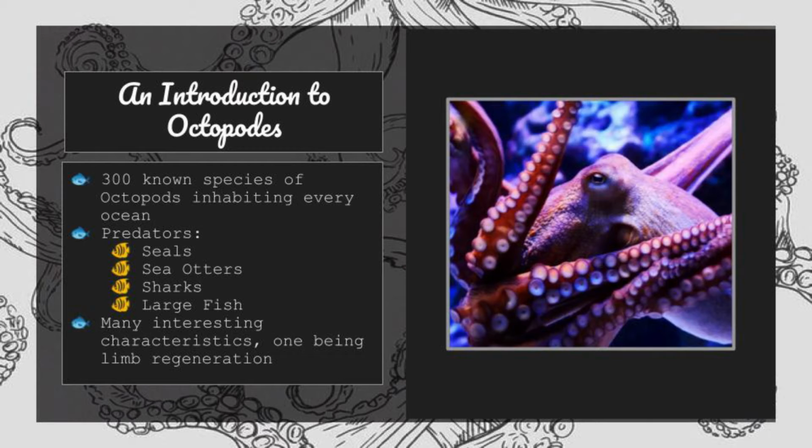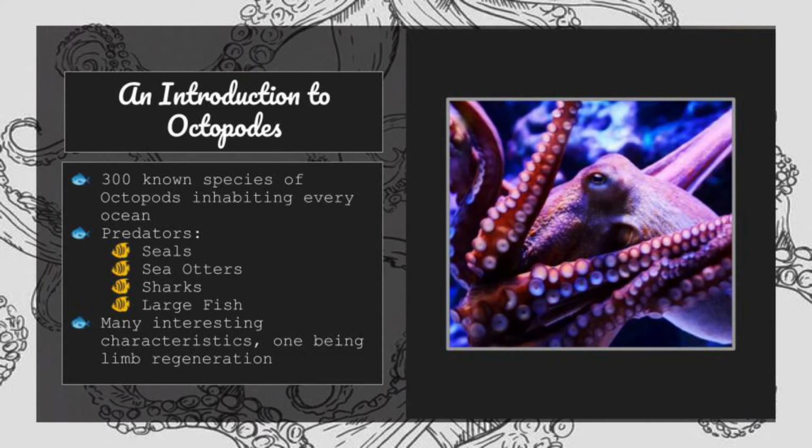There are 300 different species of octopods which can be found in every ocean around the globe. From their ability to change the color and texture of their skin to better camouflage themselves to their extreme intelligence, octopods are undoubtedly some of the most mysterious and fascinating creatures that inhabit the Earth. Amongst their many interesting traits is their ability to regenerate their limbs.